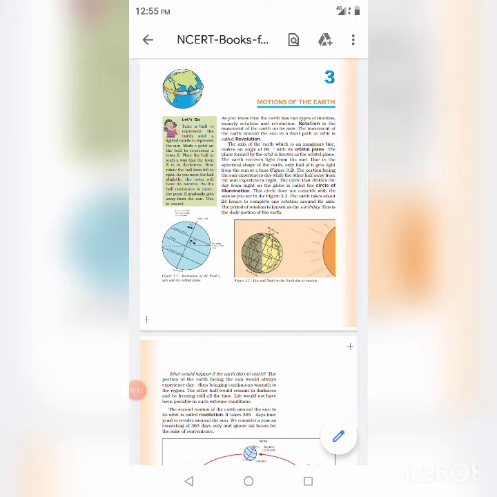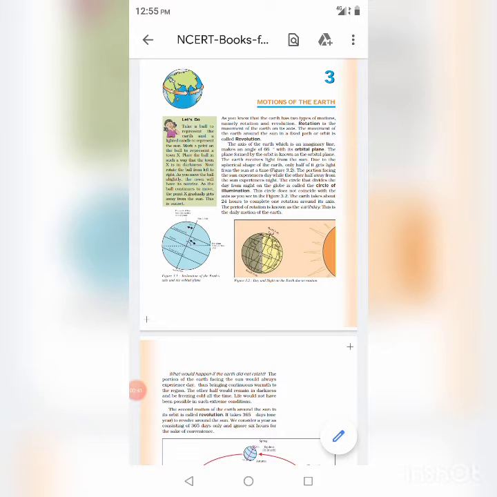As we know, the earth has two types of motion, rotation and revolution. Rotation is the movement of the earth on its axis, while revolution, the motion of the earth around the sun in a fixed path or orbit, is called revolution.